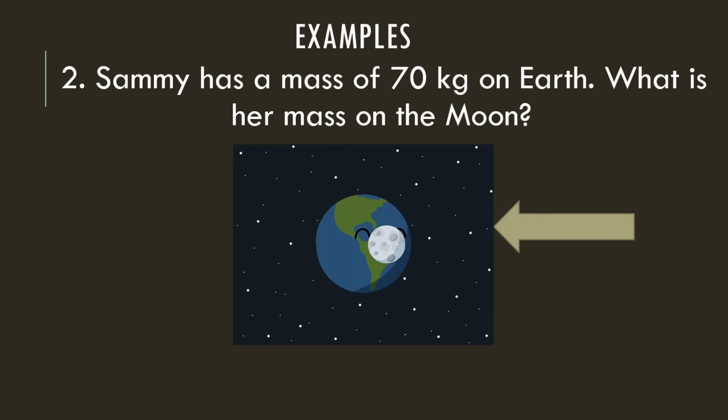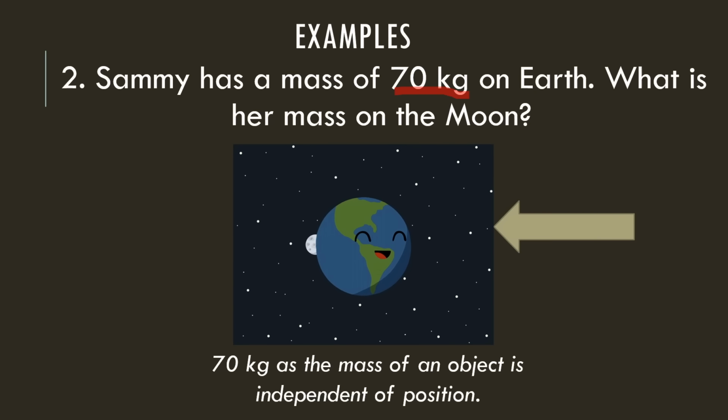Our second example is Sammy has a mass of 70 kilograms on Earth. What is her mass on the moon? Now, based on what we've just discussed, mass will always remain the same. So the answer here is 70 kilograms, as the mass of an object is independent of position. What that means is that no matter where an object is measured with regards to its mass, the mass will always be the same.